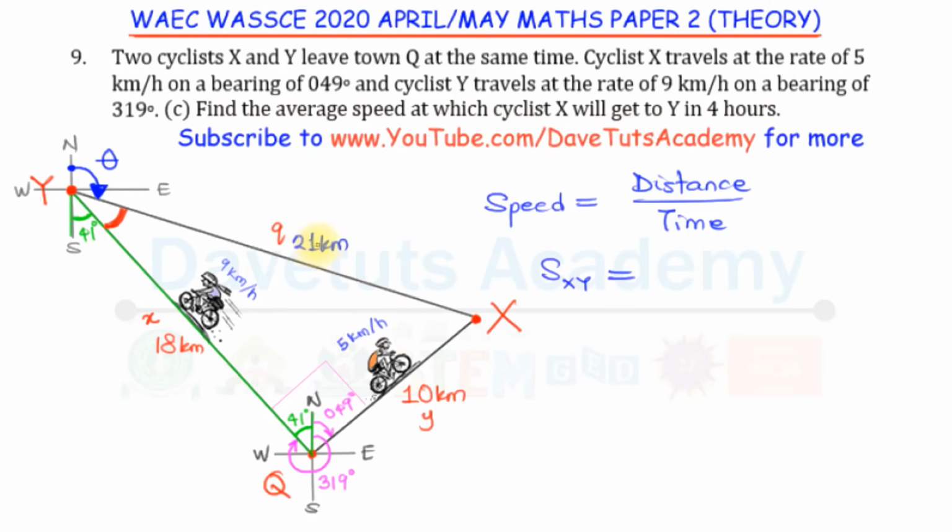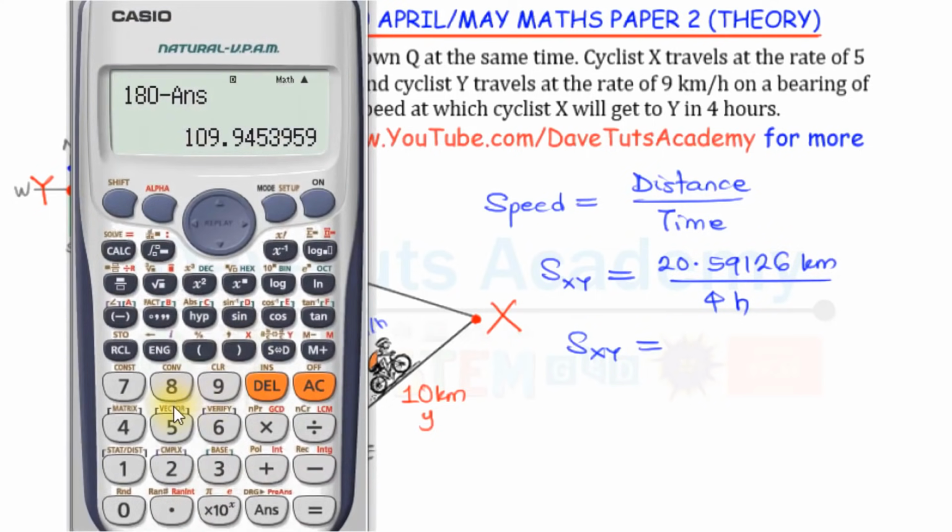So what was the original value we got for Q the other time? It was, I think, 20.59126 kilometers. But now what's the time that we are looking at? The time that is given is now 4 hours. So the speed that X needs to take to get to Y will be this, 20.59126 divided by 4. So we can bring in our calculator to say we have 20.59126 divided by 4, and that is what?